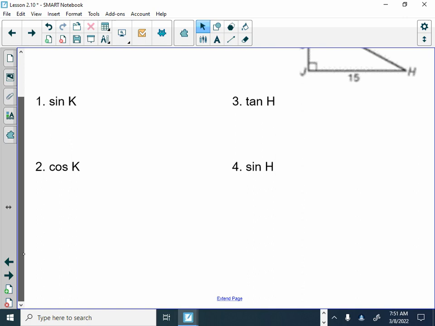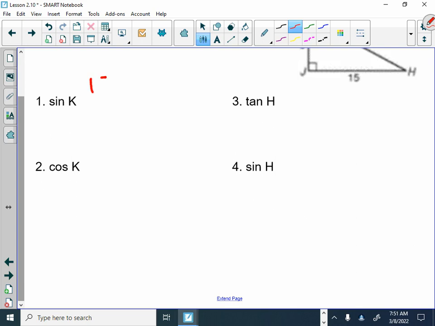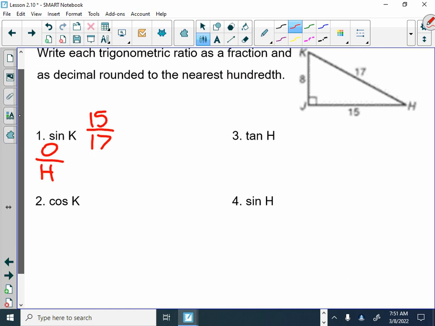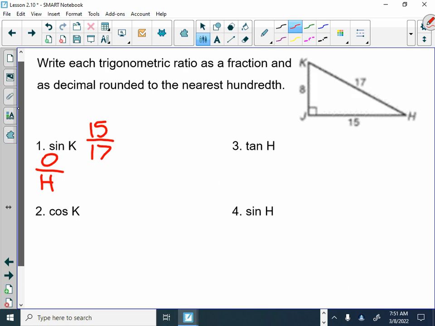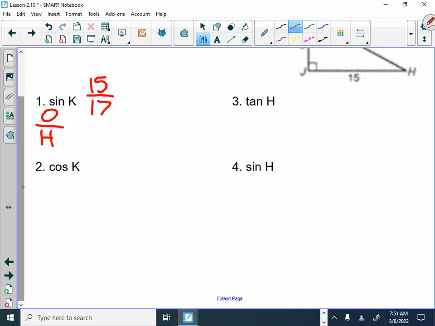Alright. What is the sine of k as a fraction? 15 over 17. Good. Opposite over hypotenuse. So the opposite of angle k, that leg is 15. Your hypotenuse is 17. What is that as a decimal? 0.88.